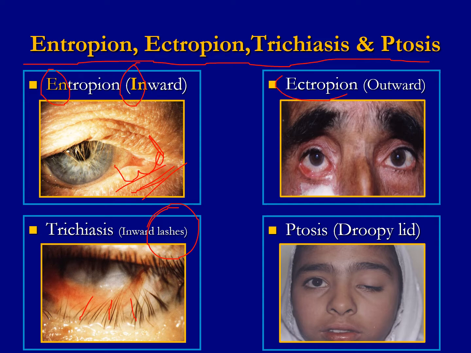Ectropion is outward turning of the eyelid. So here the lower eyelid has turned out, so this is ectropion. And finally ptosis, droopy lid. Look at the lid here, it is droopy as compared to the other eye, and this is called ptosis. And in these MCQs we'll only discuss ptosis to start with.